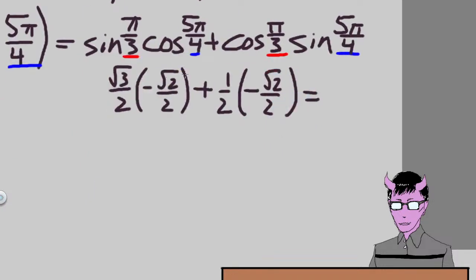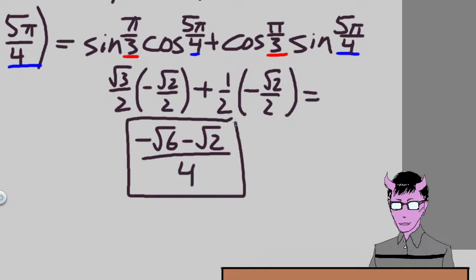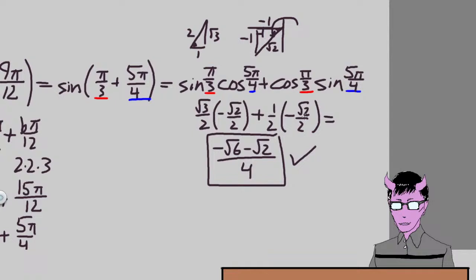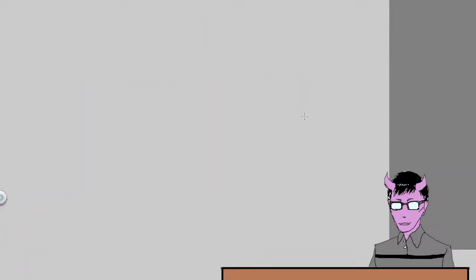Now it's just the opportunity for cleanup. We're going to get a negative root 6. This is going to be a negative root 2. Common denominator of 4. And we are done with this particular problem. And that's it. Nothing too exciting. Let's just practice some more of these situations.